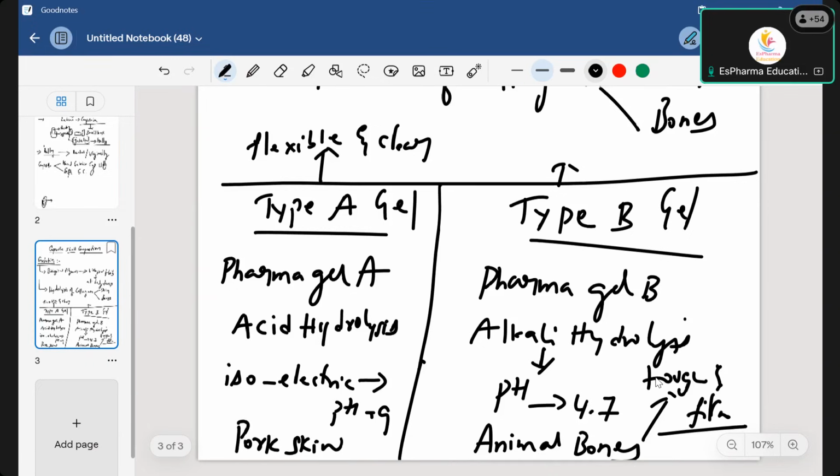When we want to prepare a hard gelatin capsule, we need toughness, we need firmness, we need this haziness. On the other hand, we need some clearness and flexibleness. So while preparing hard gelatin capsules, we need to blend both bone and skin gelatins.